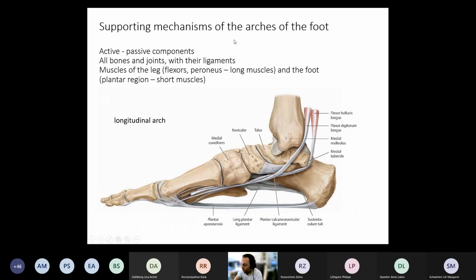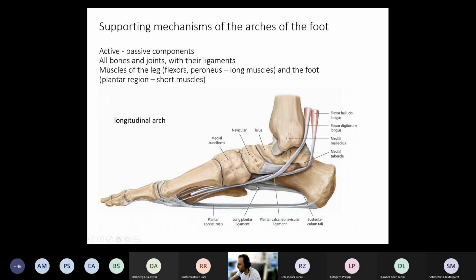So they need to be protected from pressure. The arches of the foot, both the longitudinal and the transverse arches, will be supported by active and passive components. The passive components are all of the bones of the foot and the joints which connect them with their ligaments. The active components include muscles of the leg, both anterior, lateral, and posterior, so flexors, peroneus, and extensor muscles are involved in this, but the most important ones are the peroneals and the flexors, these long muscles, and also the plantar region, so the sole of the foot, has short muscles, which are also contributing to the support of the arches.